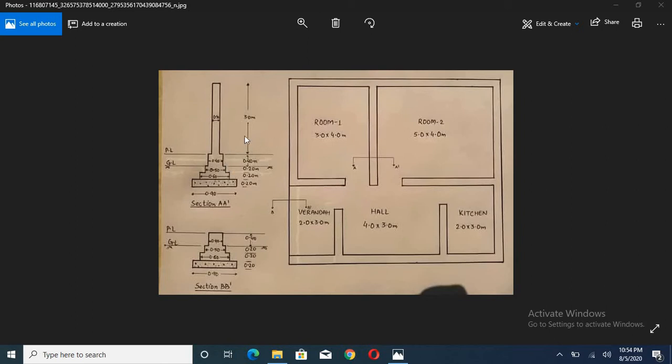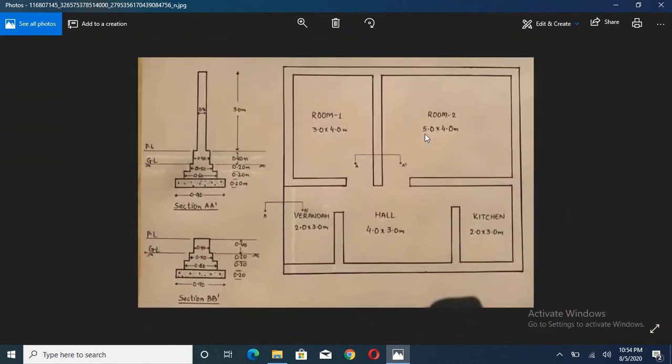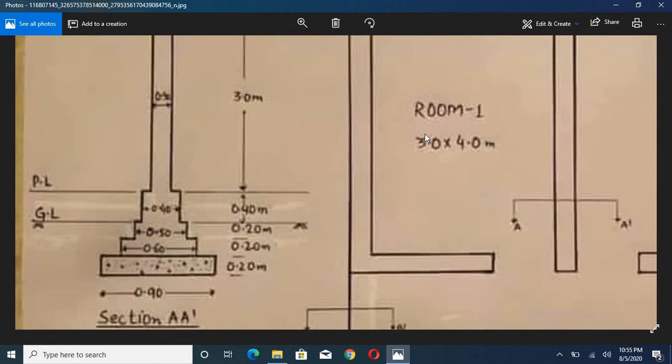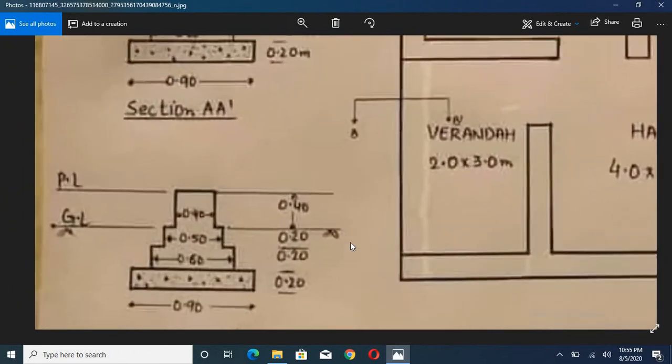Now this is the section for this wall. We can see this wall AA. Here, if you see the section, the thickness of the wall is 0.3 meter, and from plinth to ground level is 0.4 meter, and from ground to depth of the pit is 0.2 plus 0.2 plus 0.2, that comes to 0.6. And this is the section for the veranda.